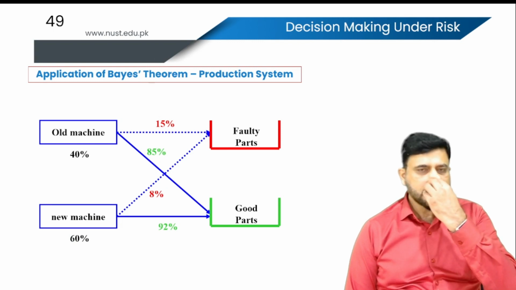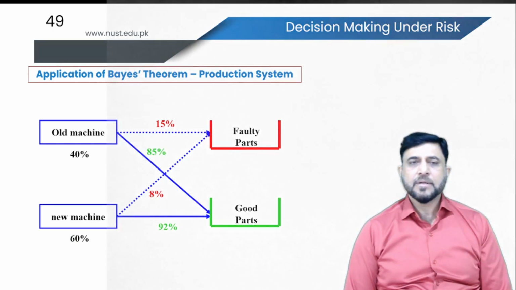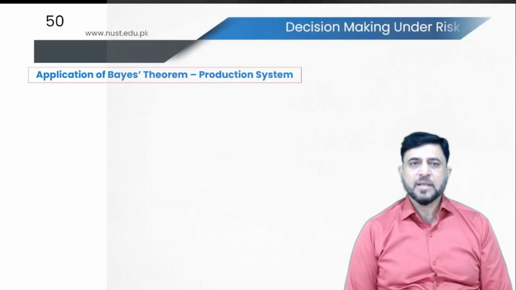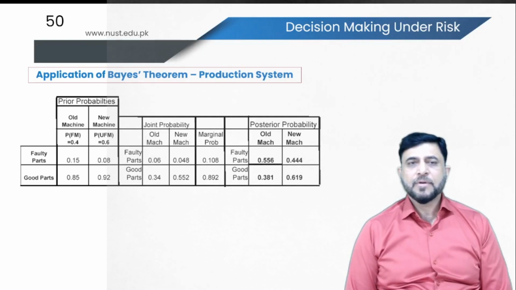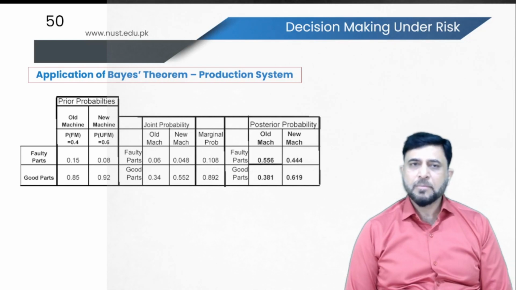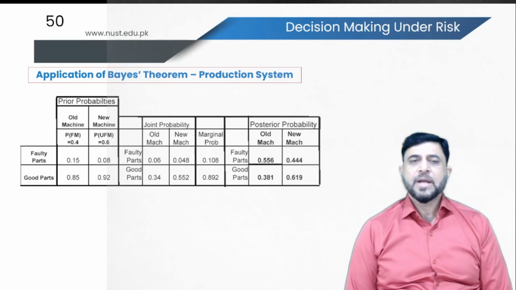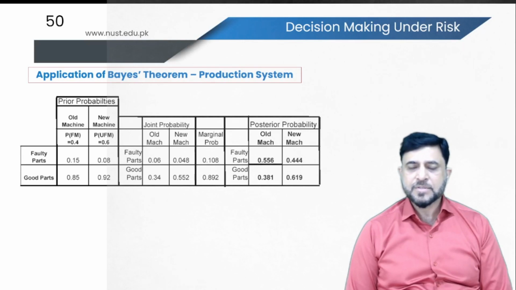This is the old machine, the same example, and you can relate it as we have discussed earlier. Okay, this is the solution of the problem. We have found the joint probabilities: 0.15 multiplied by 0.4, 0.08 multiplied by 0.6, and similarly the rest of the two. So we have found joint probabilities of faulty parts 0.06 and 0.048 for old and new machines, and good parts 0.34 and 0.552 for old and new machines.